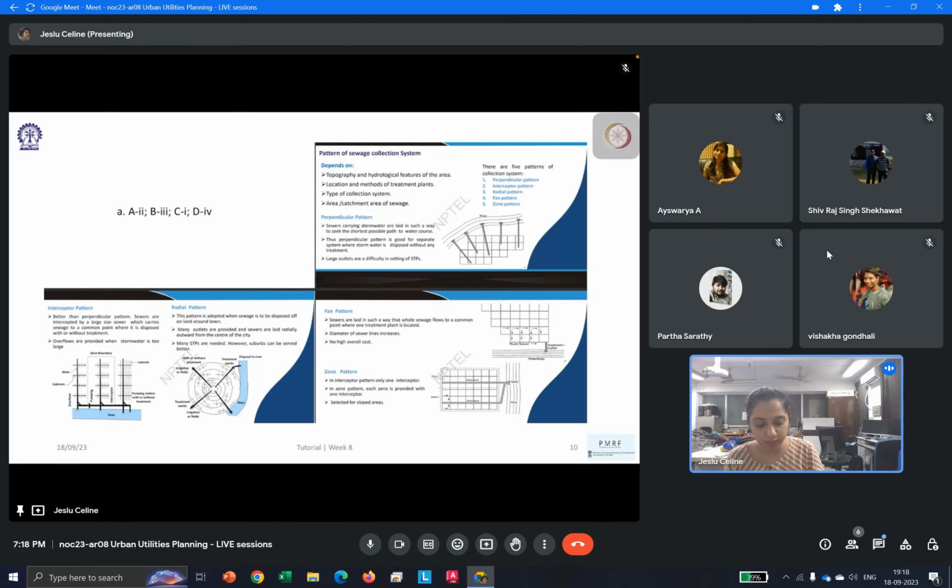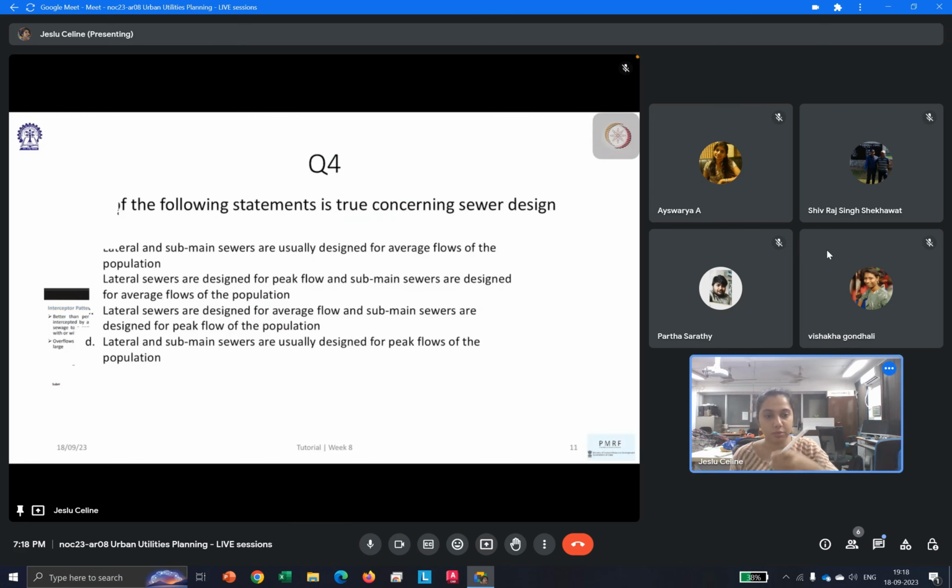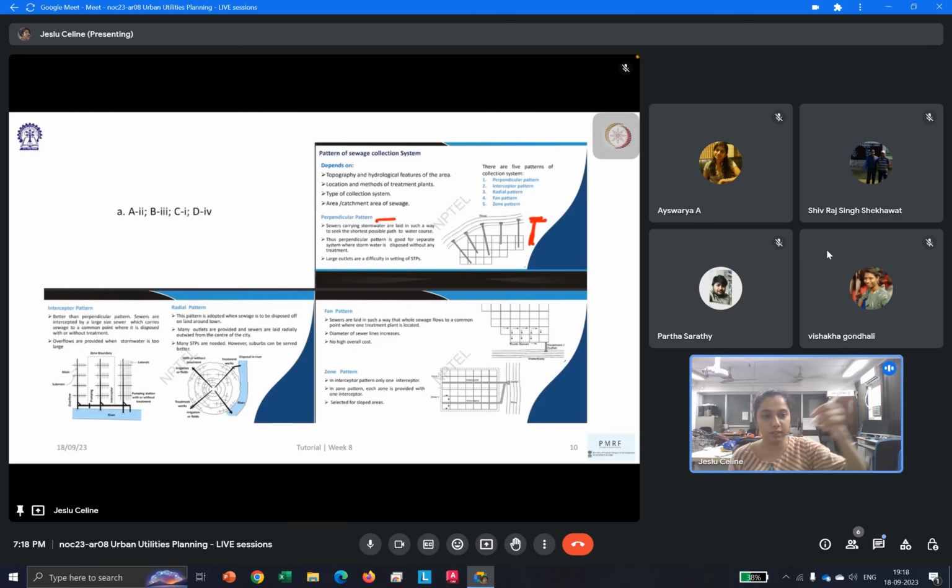So we have the perpendicular pattern, which means it's the shortest. We know that if you have any curve and you take the perpendicular distance to a point, that is the shortest distance available from that point. That's why you have the radius, which is the perpendicular distance from the center to the outside of the circle. So this is the shortest distance, and that is the perpendicular pattern.